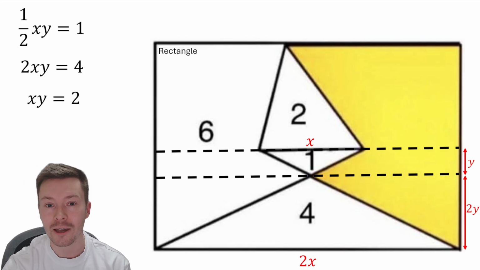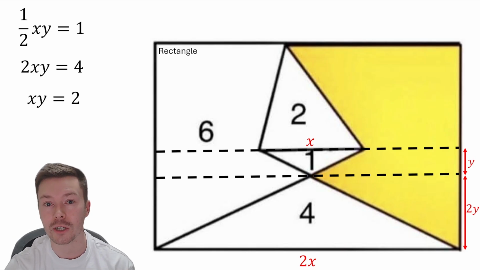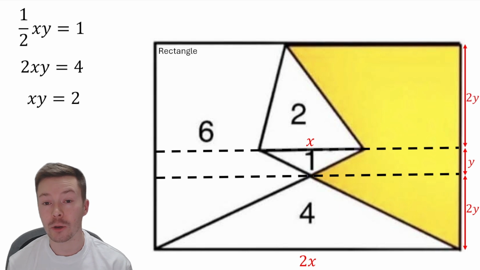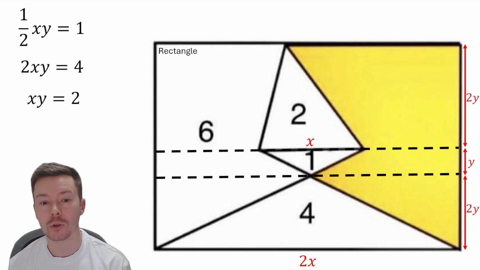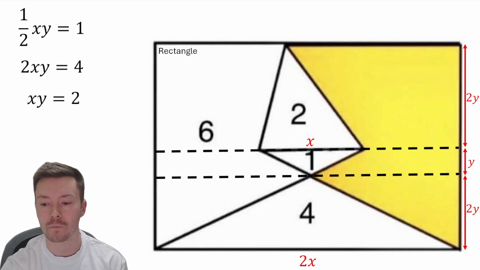Okay, now from there, using similar logic to what I've just said, I can work out the height of that triangle with an area of 2. It's going to be 2y, because x times 2y is 2xy, but again, you've got to half it because it's a triangle, so you get xy is equal to 2.